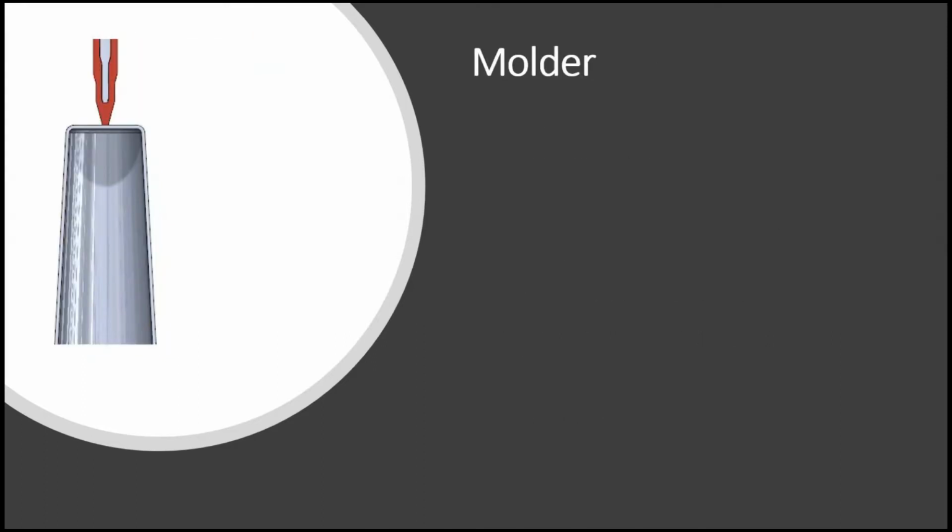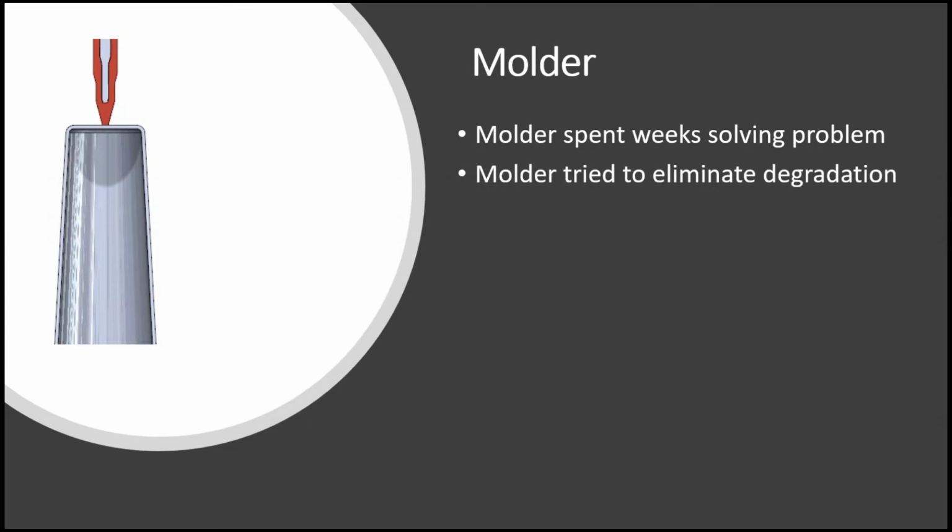So let's start off with the molder and what they had to work with. The molder spent several weeks trying to solve this problem, varying processes, heats, mold, reviewing the press, the barrels, the whole nine yards. They went through top to bottom trying to figure this out. They tried eliminating the degradation via process. They looked at trying to change velocities and other settings, trying to get the core shift to a minimum.